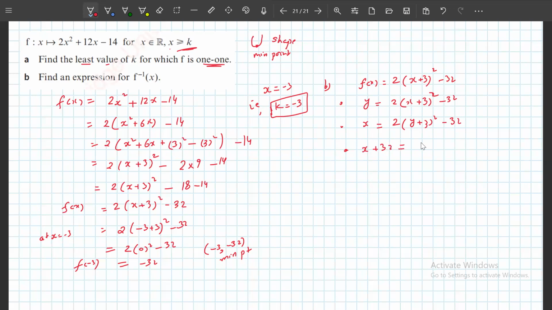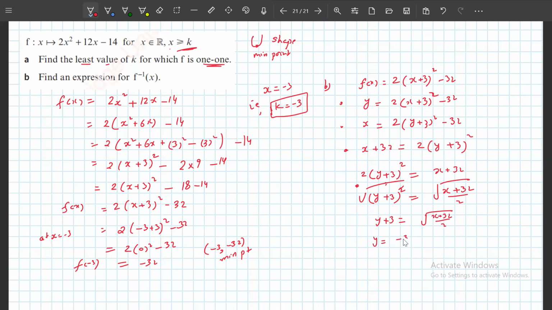x + 32 = 2(y + 3) whole squared. Rearranging, 2(y + 3) whole squared = x + 32, so (y + 3) whole squared = (x + 32)/2. To cancel the square, we take the square root on both sides, so y + 3 = square root of (x + 32)/2. Lastly, y = -3 + square root of (x + 32)/2, and this y represents f inverse of x, which is -3 + square root of (x + 32)/2.